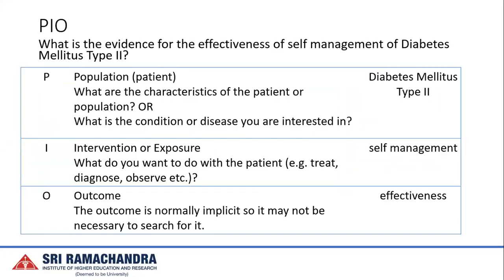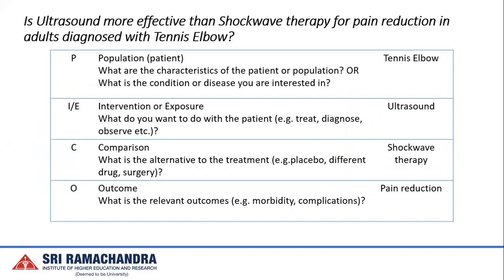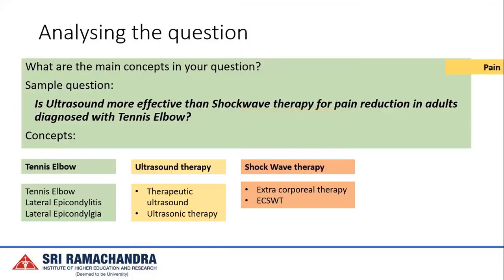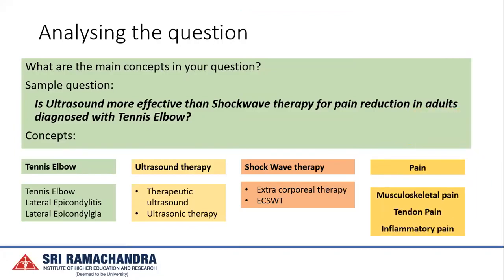Again, for the purpose of this lecture, we will focus on how we convert this into a search strategy. First step, you formulate a question, PICO. In the second step, we divide this question into concepts. So we know PICO: our P is tennis elbow, our I is ultrasound, our C is shockwave therapy, and O is pain. So what should I do now? For tennis elbow, what are all the other possible words?